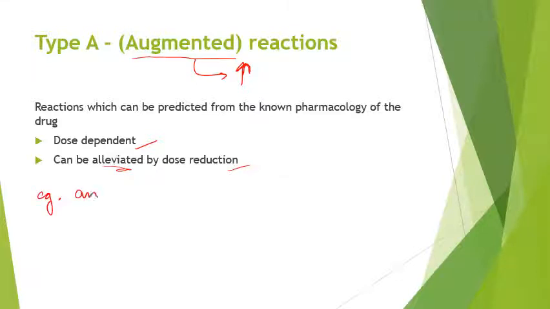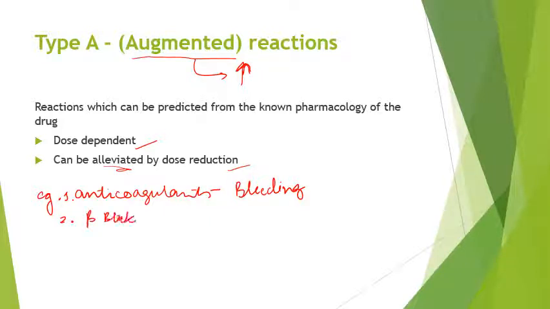anticoagulants cause bleeding. Now anticoagulants, as the name suggests, remove clots, but in some individuals they may also cause bleeding. Now a second example is of beta blocker. Beta blockers, as we all know, are used to treat irregular heart rhythm, and in some cases they may cause bradycardia.